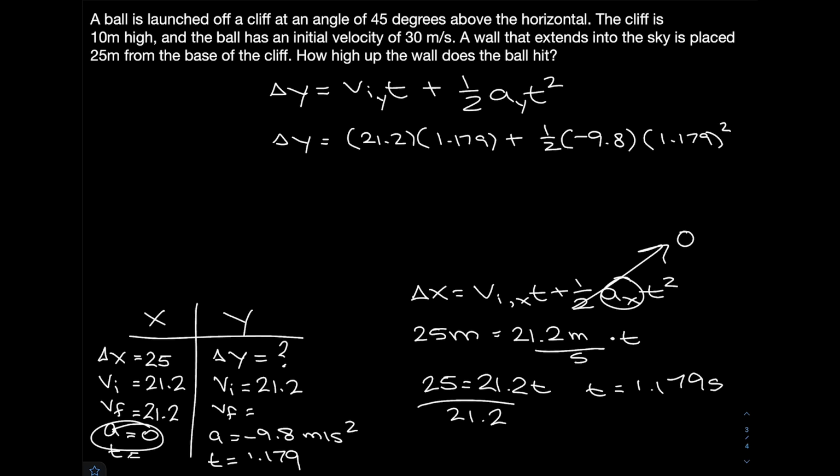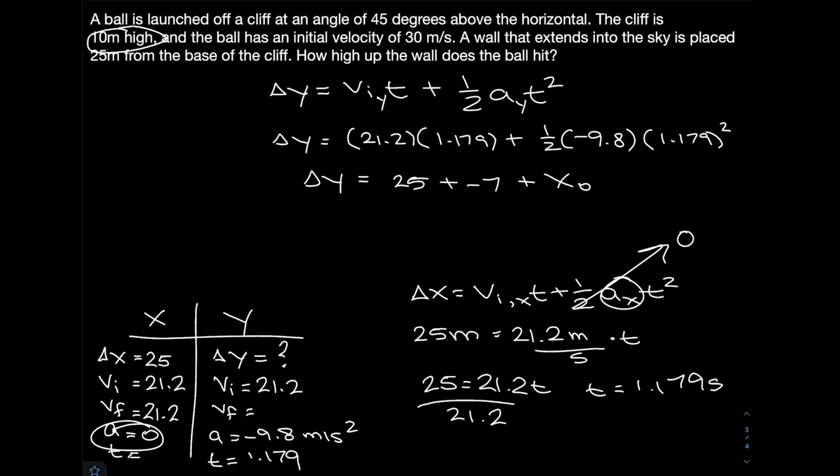Now let's go ahead and punch that in our calculator. 21.2 times 1.179 gives us about 25, and negative 9.8 times 1/2 is about negative 5, times 1.179 squared. That gives us about negative 7. But we cannot forget the initial condition here. We have to remember that the cliff is 10 meters high, so we are adding an additional 10 meters, which is that x naught, or in this case, the y naught. So that is that 10 meters of additional height that we are adding on top of the origin.